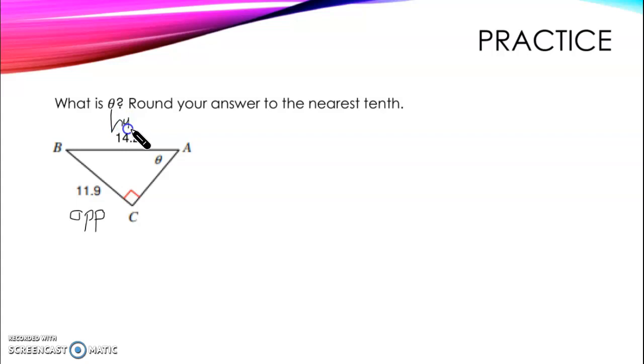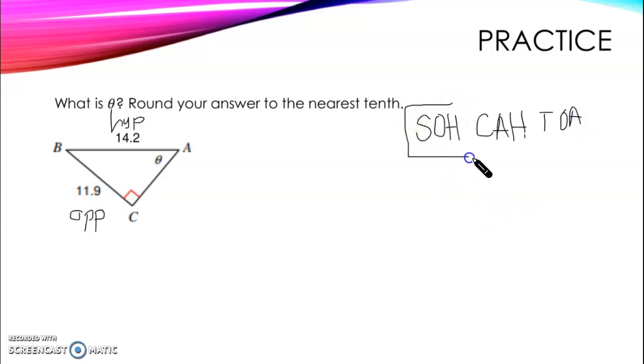And so we want an equation that is going to use the opposite and the hypotenuse, referencing SOHCAHTOA here. And the one that uses those two sides is SOH. So we're going to use sine in this case. So sine of our angle, theta, is equal to opposite over hypotenuse, 11.9 over 14.2.